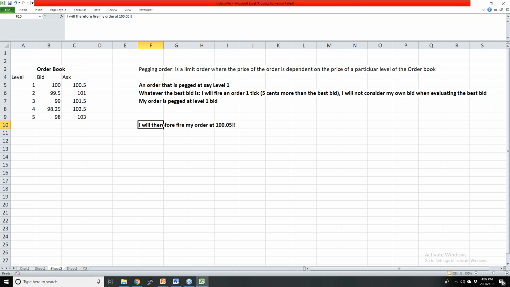Is this clear? Now I could have done it at the second best level, pegged at second level. This would have meant I will fire the order at 99.55. Guys, is this clear? So this is important. Is this clear to everybody? All right, great. So pegging is clear, right?